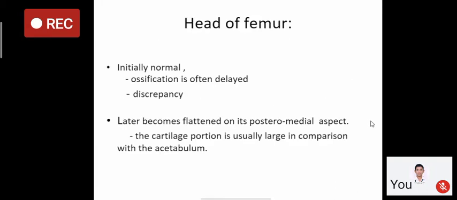Head of the femur, normal ossification is delayed. There is a positional growth in the body. If the head of the femur is there in the acetabulum, there is a positional growth. And if it is out of the socket, the positional growth is not there and the ossification is delayed and there is discrepancy in the limb length and discrepancy in the head of the femur compared with the opposite side if it is normal. And later on it becomes flattened on the superomedial aspect and the cartilage portion is usually large in comparison with the acetabulum.